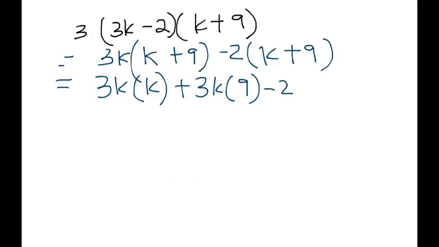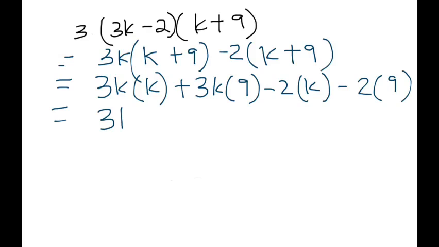Then your minus 2k, minus your 2 multiplied by your 9. Then we can go ahead. So your 3k times your k. So k times k will give you k to the power of 2. So we have your 3k to the power of 2.